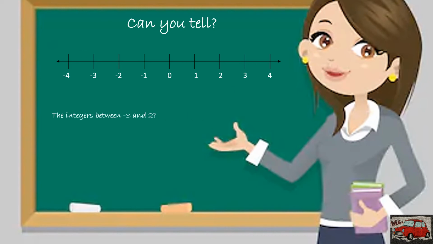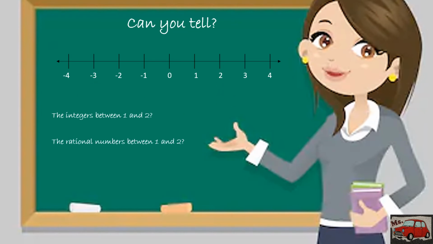Okay, so can you tell the integers between negative 3 and 2? So we have here negative 3 and this is 2, right? So how many integers we can find between them? So we have 1, 0, negative 1, and negative 2. Alright, so there are 4 integers between negative 3 and positive 2.